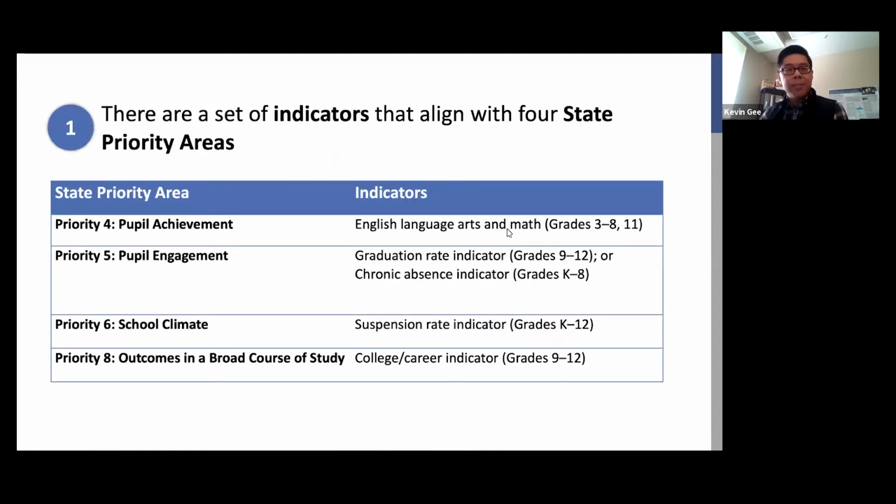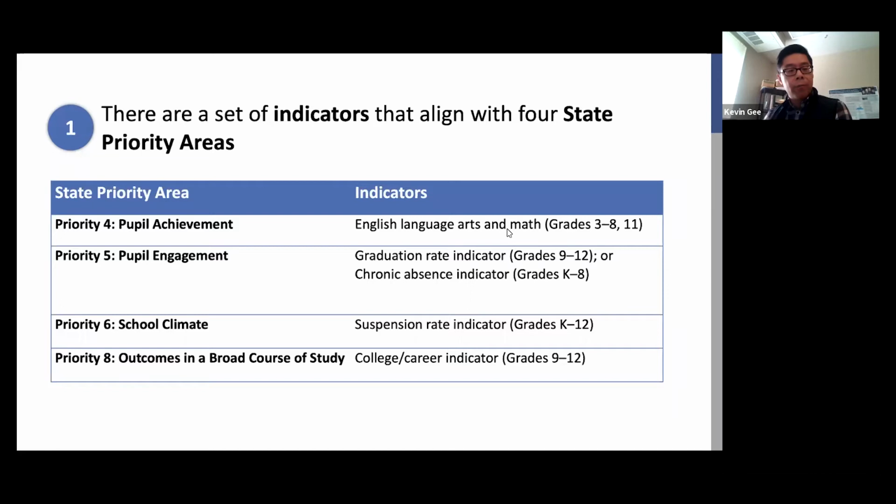Now, how does a district actually qualify for differentiated assistance? There are multiple ways, so I want to cover one mechanism through which a district is identified for differentiated assistance. So first, as many of you know, there are a set of indicators that align with state priority areas. I'm going to be focusing on 4 state priority areas.